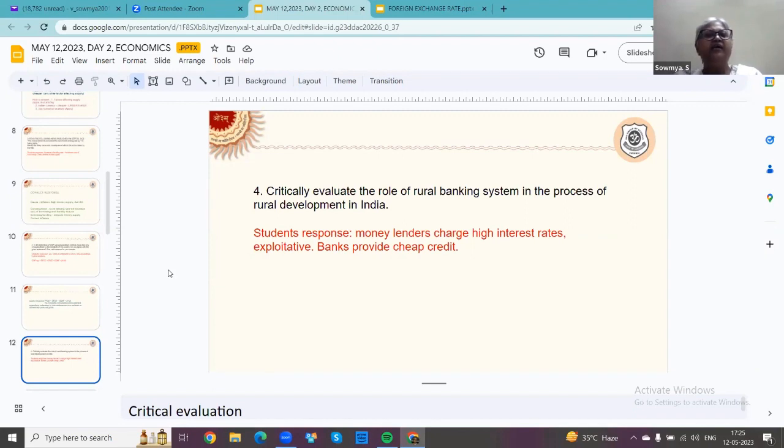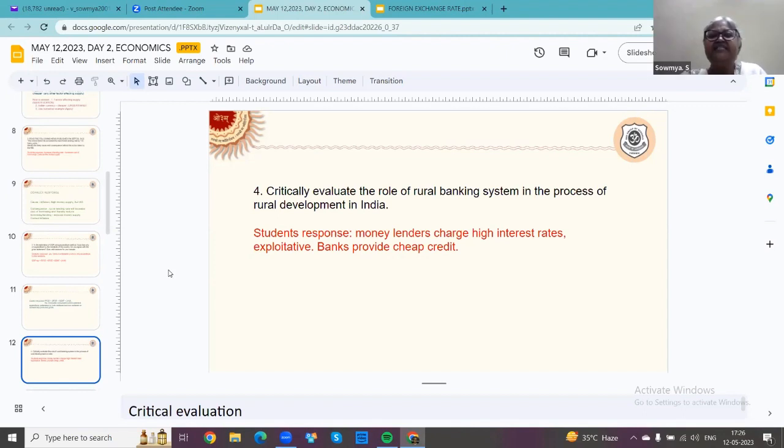Moving on to Indian economic development. Even here, children have not understood clearly. They have written some. As I said, when I ask you your name, you tell your father's name, great grandfather's name, your village, everything, and ultimately you don't tell me your name. That's what many children have done for such a question. Look at the question: critically evaluate the role of the rural banking system in the process of rural development in India.